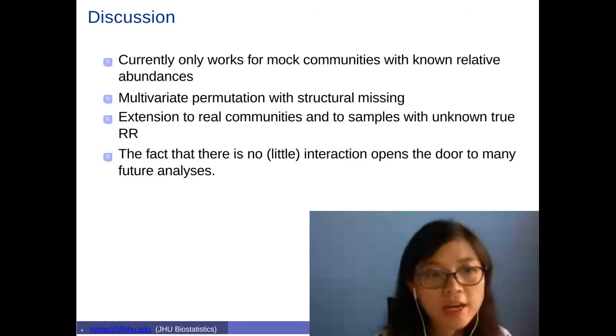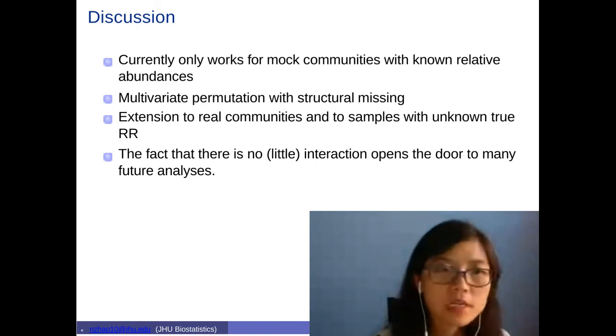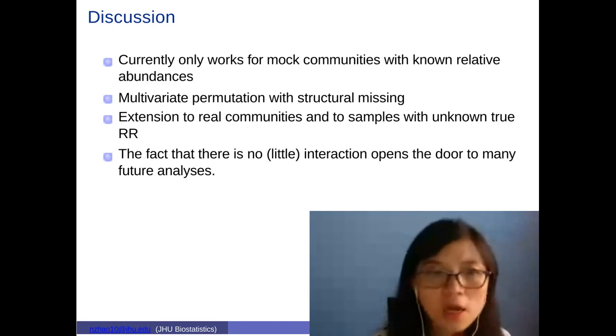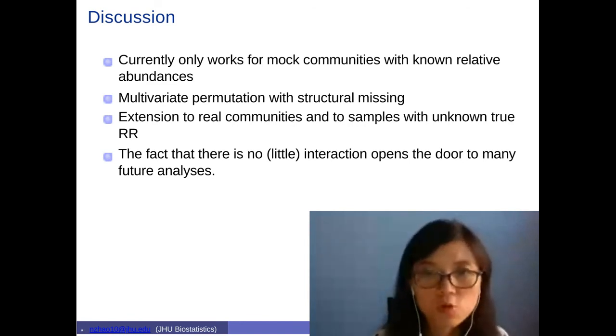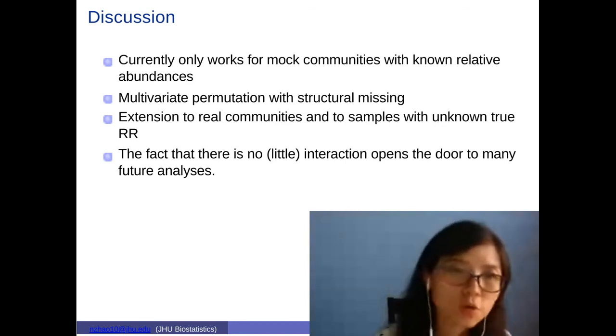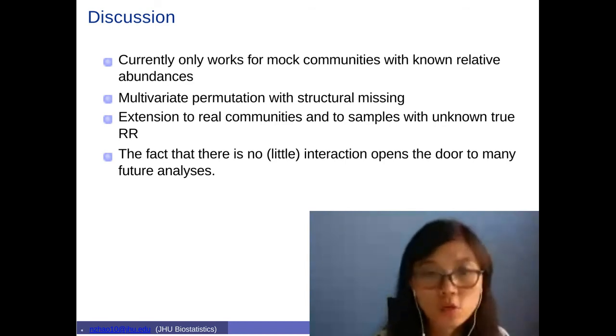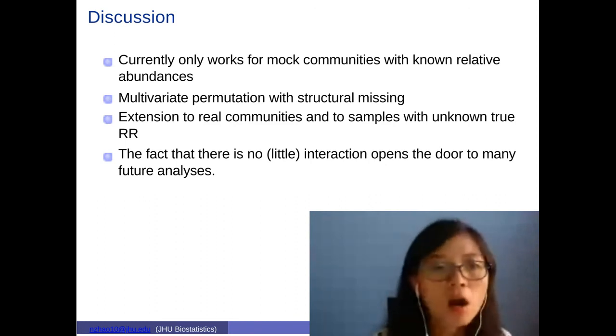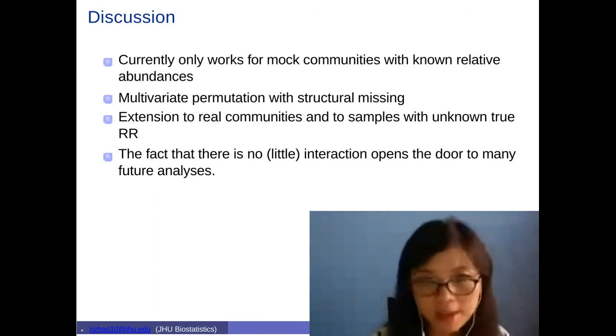So finally, I'll use the final 2 minutes as a discussion. Currently, this model only works for mock communities where we have known relative abundances, because we need to know the differences between what you observed and the true relative abundances. Some ongoing work is being carried out in our lab, in which we try to extend this model to situations in which we do not know the true relative abundances. Of course, that will require additional assumptions on the model.